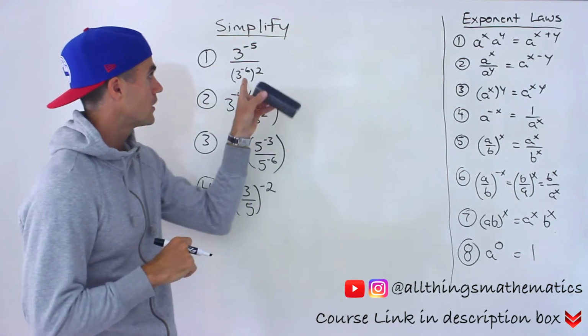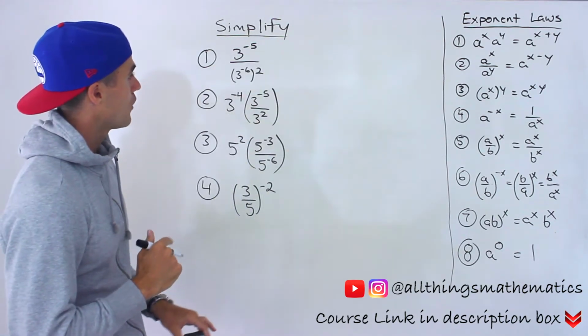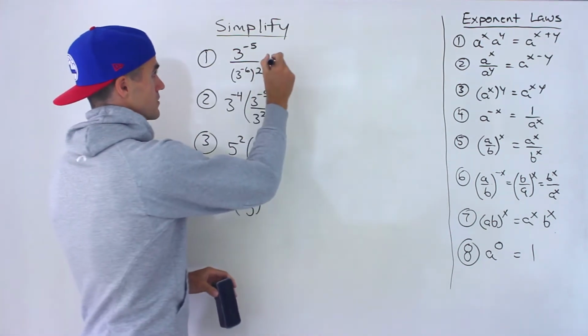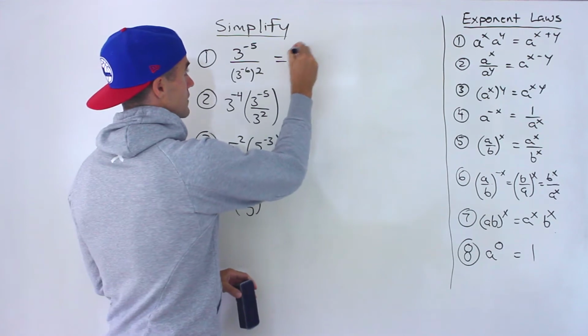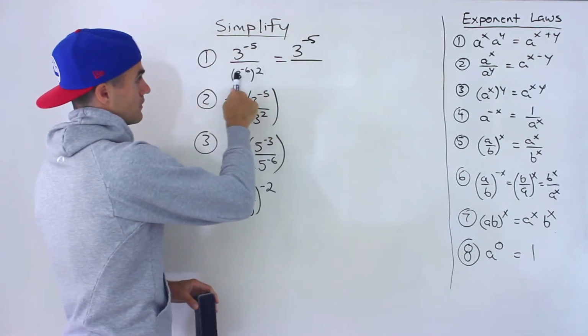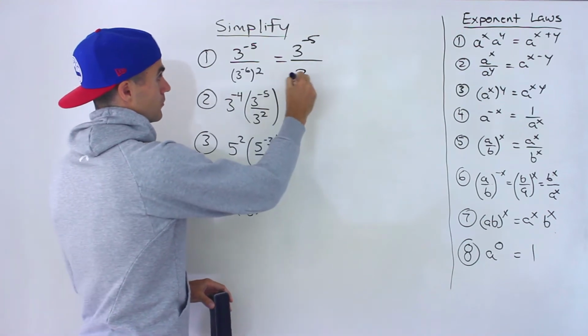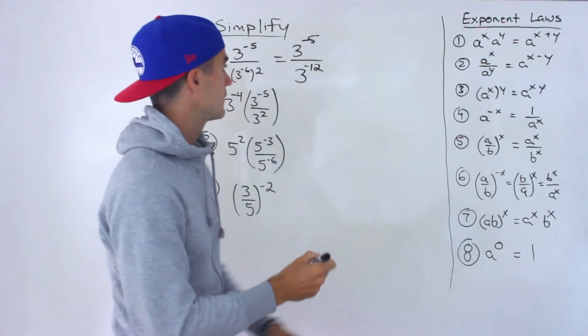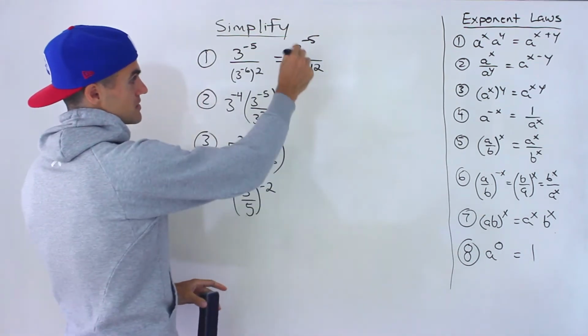So starting with number 1, we've got 3 to the negative 5 all over 3 to the power negative 6, to the power of 2. So this would end up being 3 to the negative 5. And then over here, this negative 6 and 2 you can multiply, right? We would be using this exponent law right there. And then from here, you could subtract these.